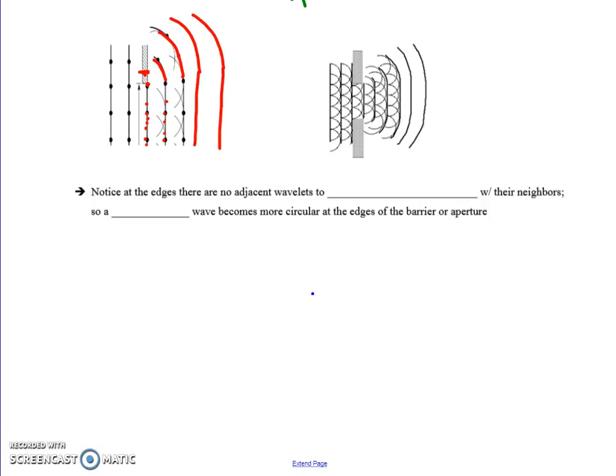And with the opening, we have a parallel front here, but now they start to bend around because there's nothing on either edge to interfere with it to maintain the status quo. That's a little bit abstract, but if you look at the diagram enough and the next statement, hopefully it will come together. So at the edges, there are no adjacent wavelets to interfere with their neighbors. So a plane wave, which is initially what's coming in, becomes more circular at the edges. And the longer you go on, the more it becomes circular and circular.